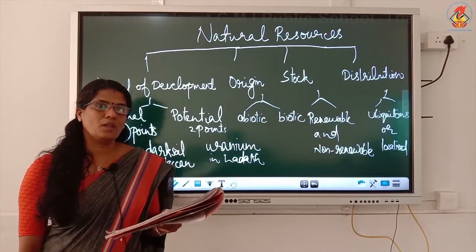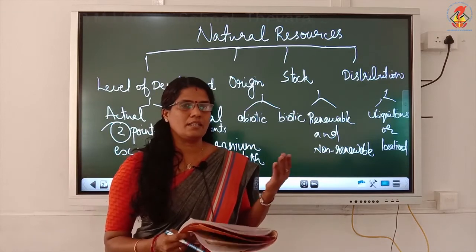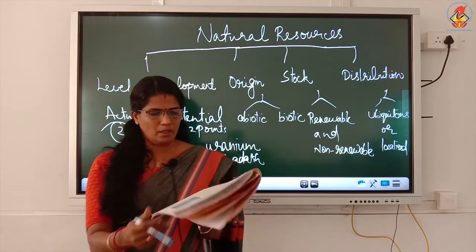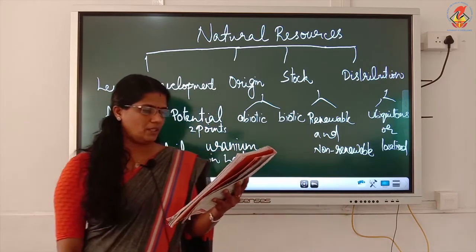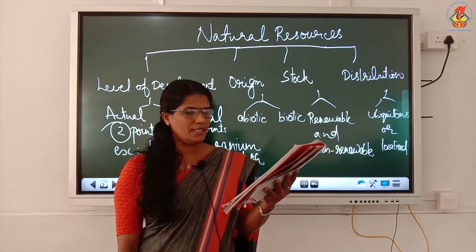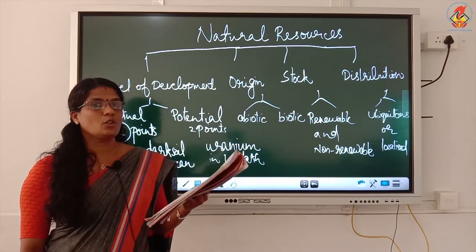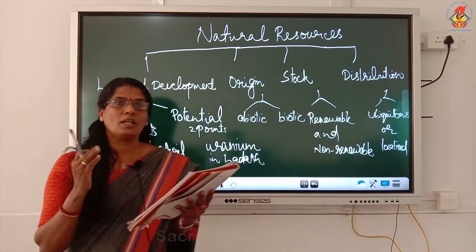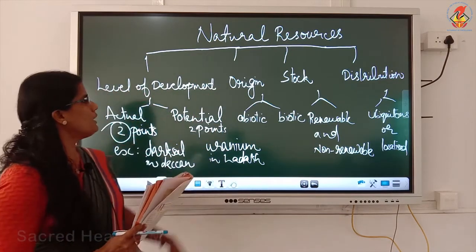But localized means what? They are found in certain parts only, certain regions of the country, like coal mines, then gold mines, all these minerals you can find, copper and iron ore, all these are localized resources. So, children, please do underline, on the basis of distribution, resources can be ubiquitous or localized. Resources that are found everywhere, like the air we breathe, are ubiquitous. Ubiquitous means they are found everywhere. But localized means they are found in certain parts only. So, these are the classifications of natural resources.